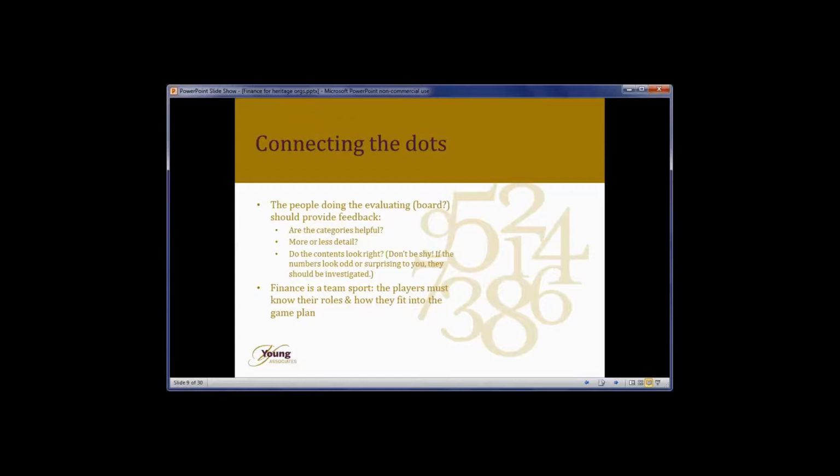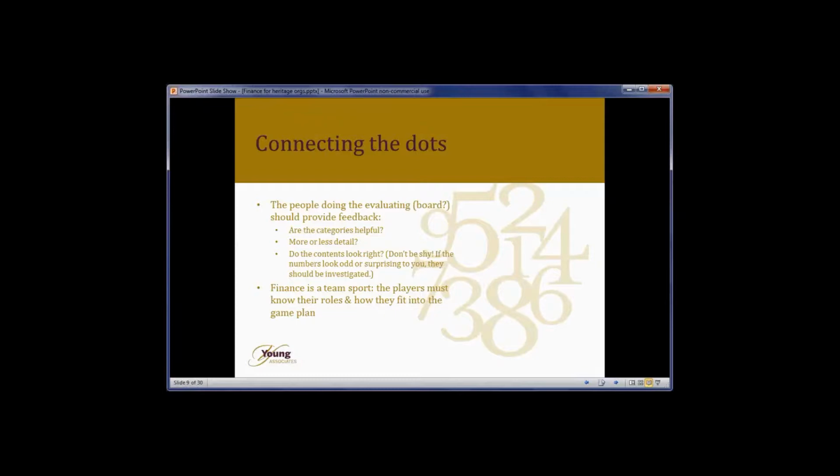The folks who are doing the evaluating, which I would imagine for many organizations would be the board of directors, that would be a very typical role, need to be comfortable providing feedback. So a few specific ideas about it. Part of the feedback has to be about the document itself.